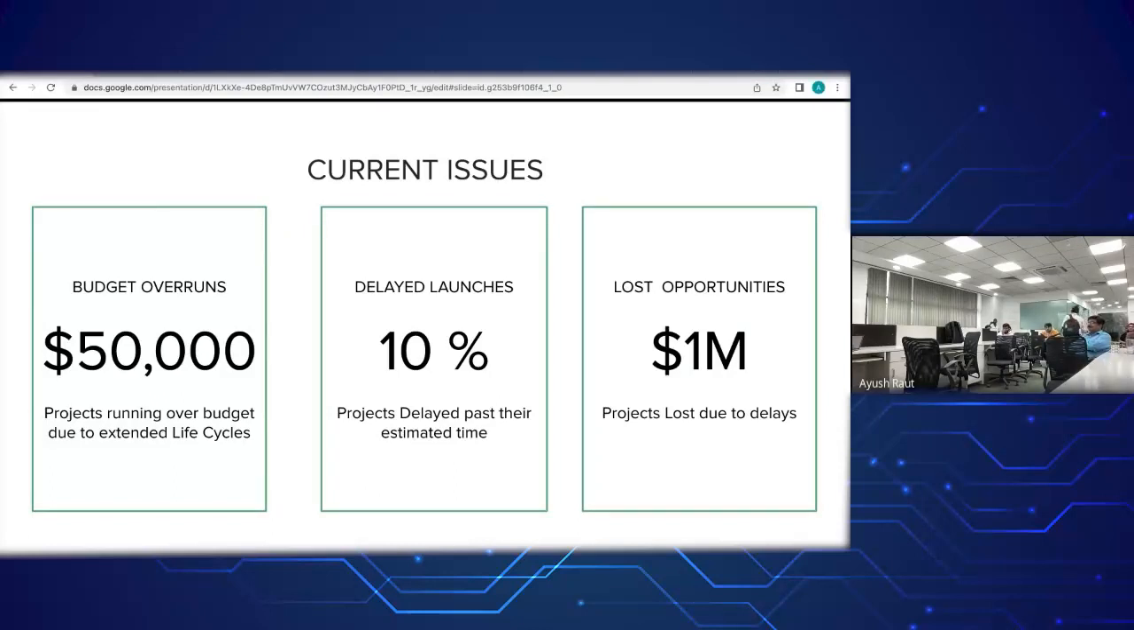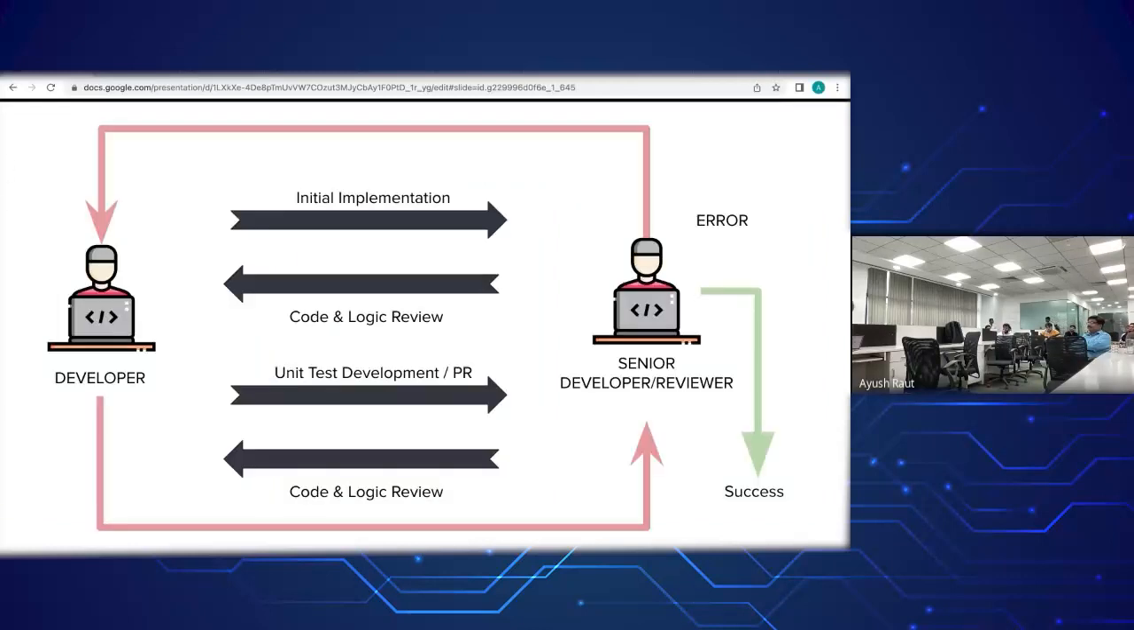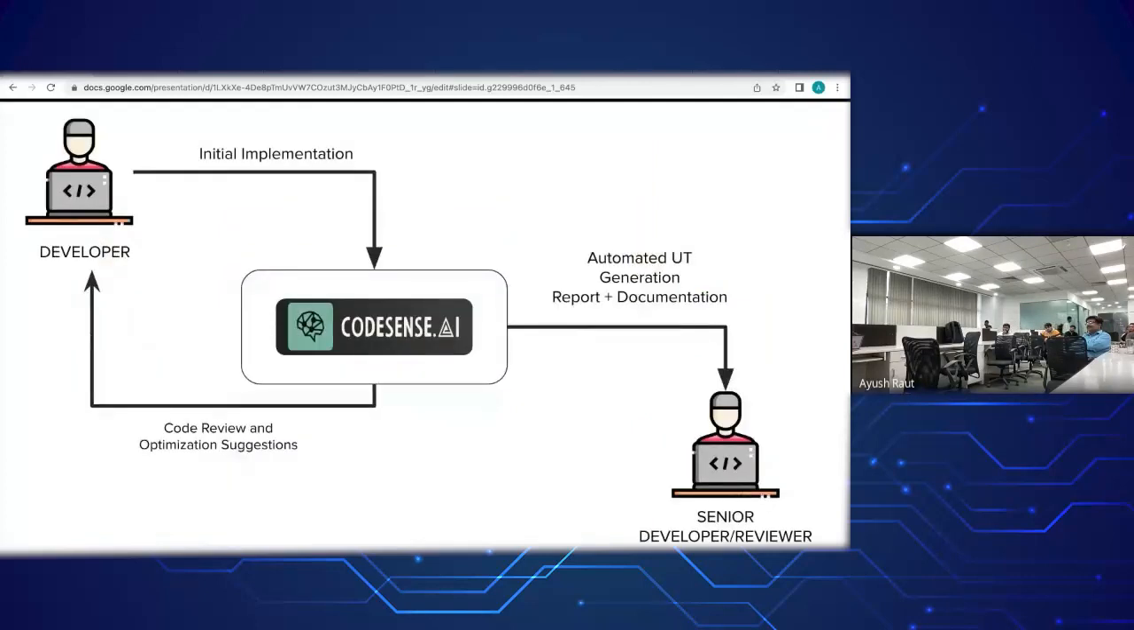Okay. So to address this problem, the solution I came up with is a tool called CodeSense. As you can see, there is a loop between the senior developer and the developer. So what this tool will do is streamline the process. Rather than a loop between two tightly coupled persons, it is a loop between the tool and the developer that wants to use it, and the senior developer, that is the reviewer, will get a one-pager or one-click merge solution.